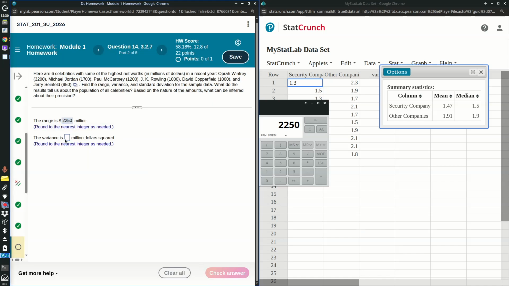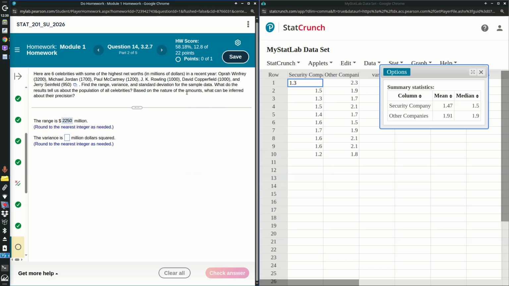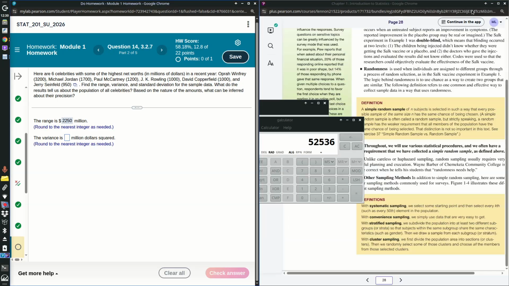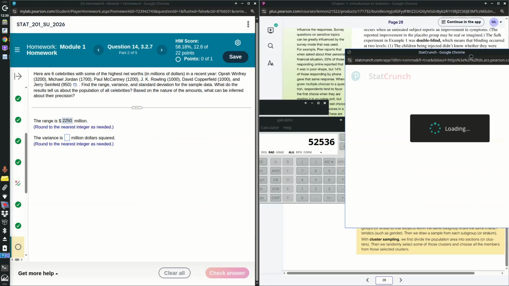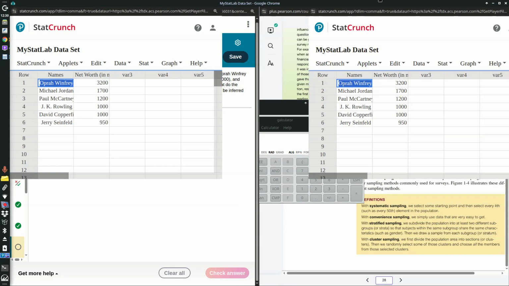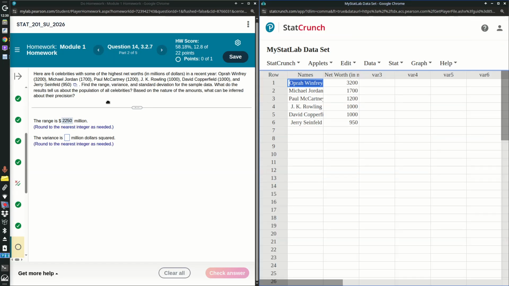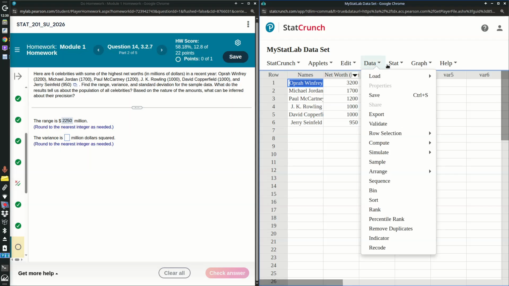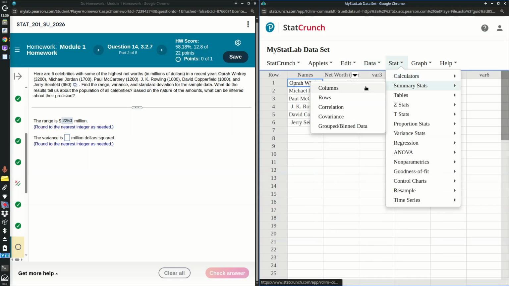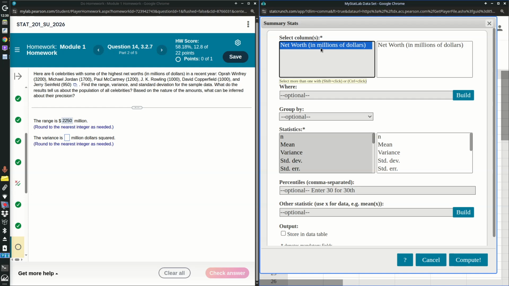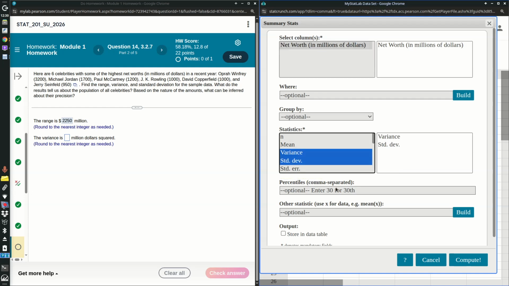Okay, the variance is a little more complicated. To do the variance, we want to open that data in StatCrunch. Again, anytime you see a little rectangle like this, you can open that data. So let's open that in StatCrunch. It asks for the variance and standard deviation, so let's just do that. You can probably also do the range, but let's just go to summary stat. The range is easy enough, so I just did that by hand. But let's do the variance and the standard deviation now.